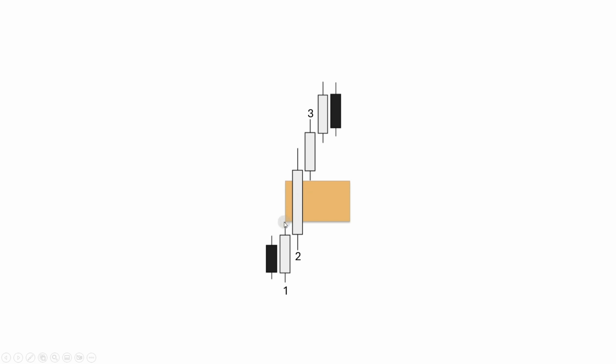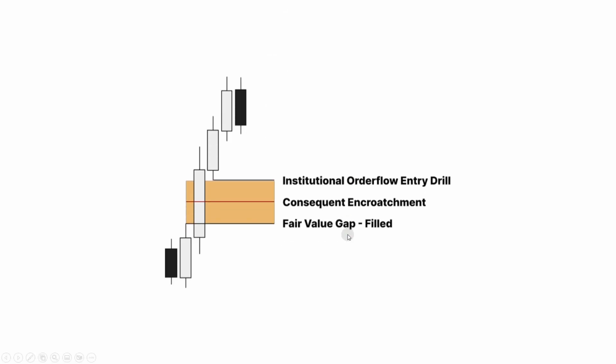So we are looking to spot this gap in price action. Now this gap can also be divided into three levels. The opening or the top of the gap is called an institutional order for entry drill. So if price comes down, taps this level and moves higher, that is called an institutional order for entry drill, or IOFED as an acronym for it.